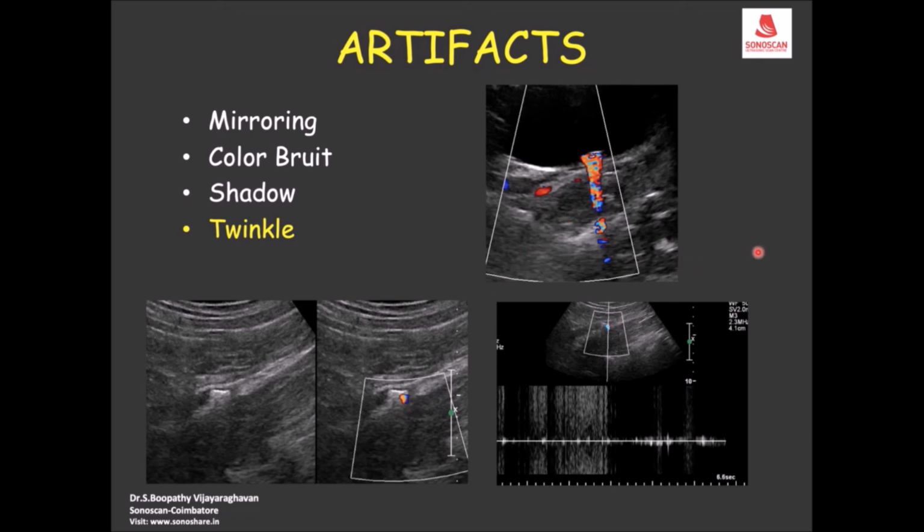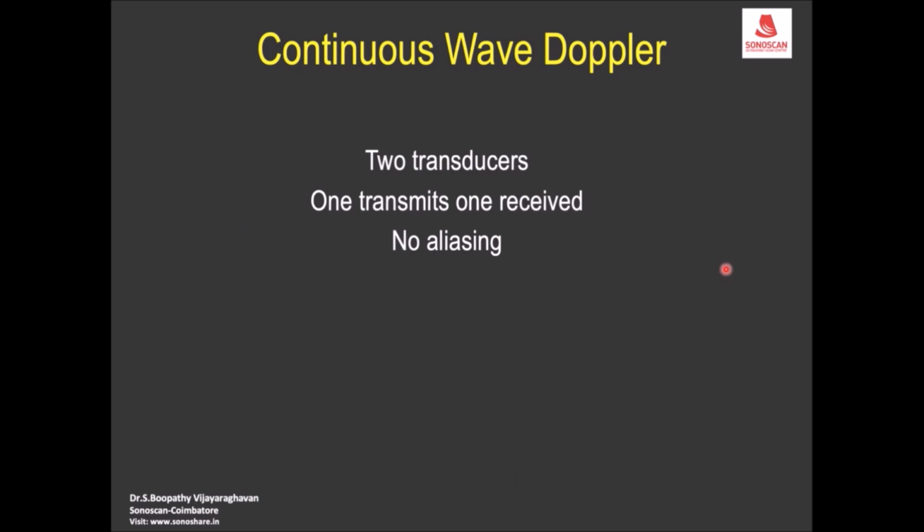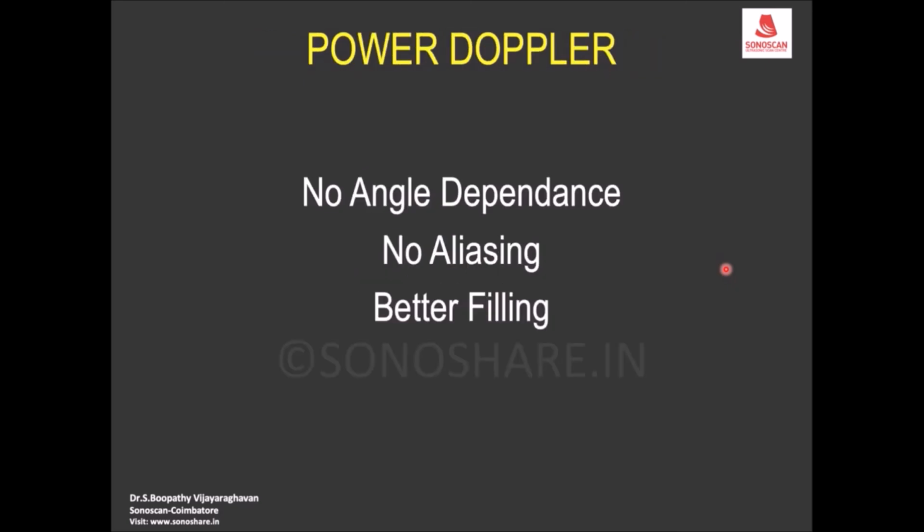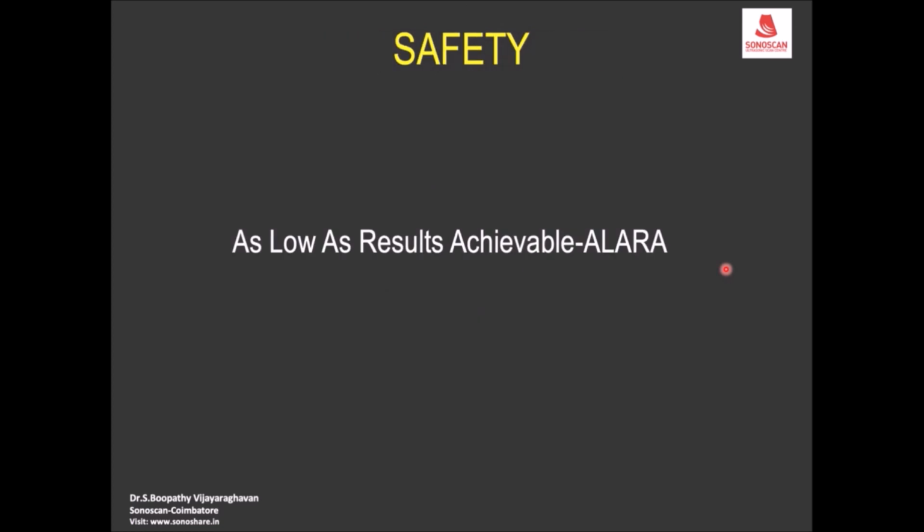Okay, that is the artifacts, both in aliasing. So aliasing is because of the Nyquist limit. Here there is no limit of PRF, so no Nyquist limit, so there is no aliasing, but we will not get spatial resolution and get better filling of the vessel. But the disadvantage is flash artifacts. We can use this power Doppler for low settings. We have to use as per the presets allowed in the machine. So that is the ALARA principle. Thank you.